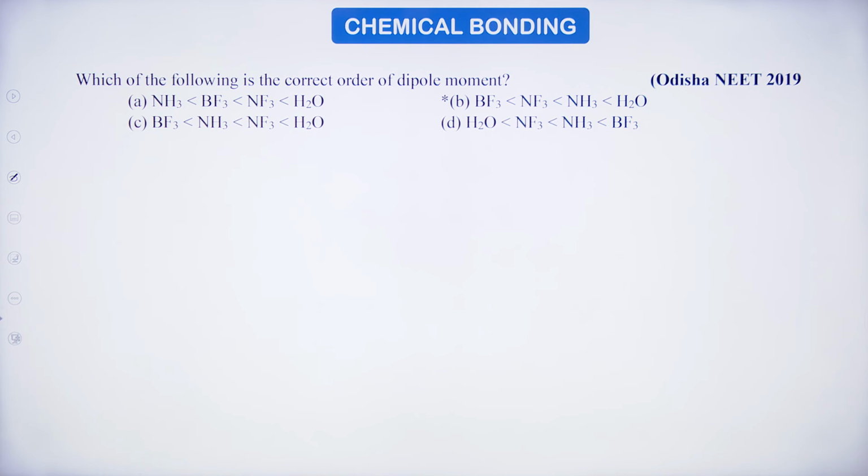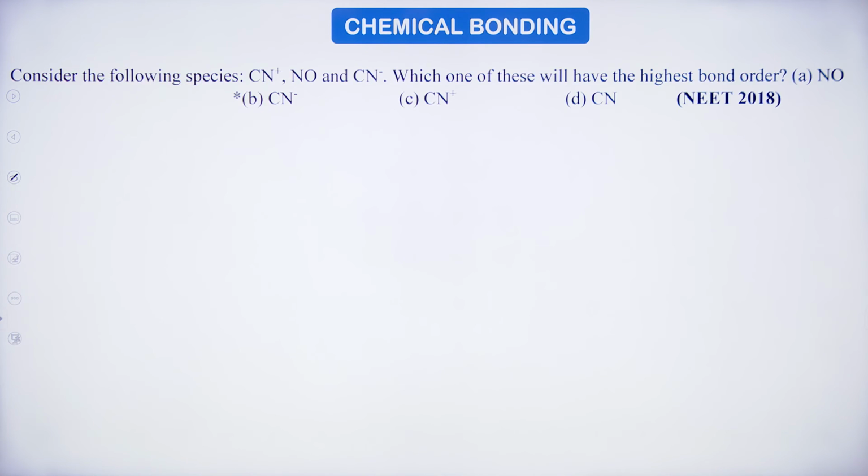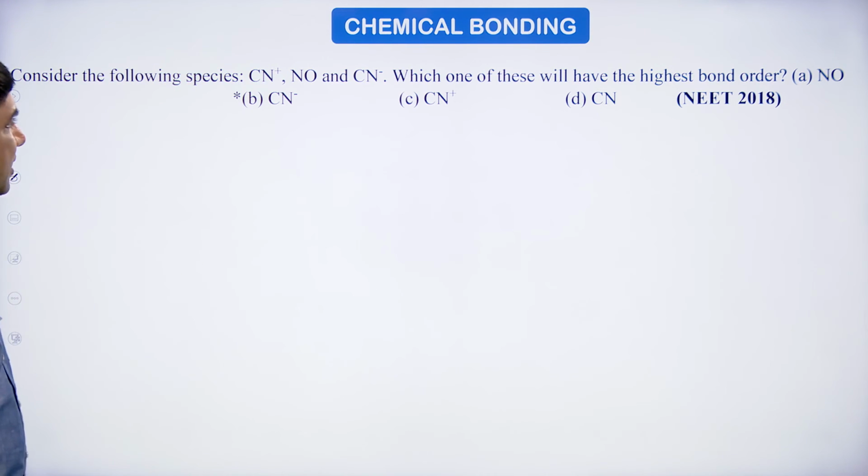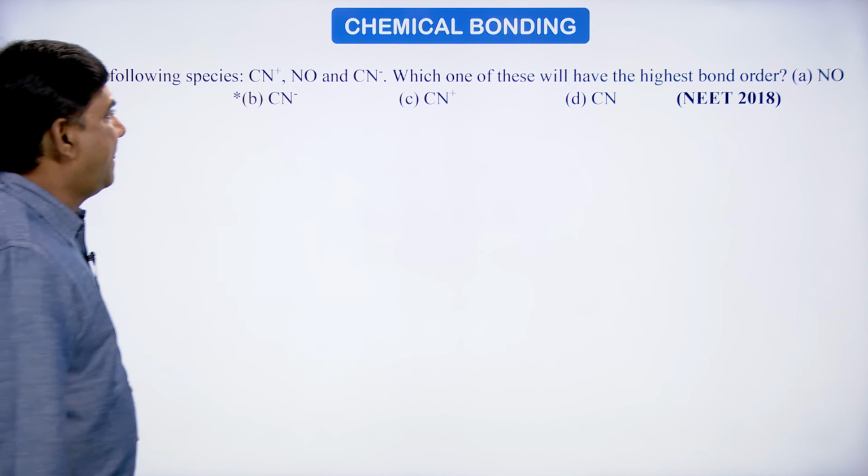Which of the following is the correct dipole moment? Not dipole moment we are doing. Consider the following species: CN plus, CN, and CN minus. Which of these will have the highest bond order? A is NO, B is CN minus, CN plus and CN.